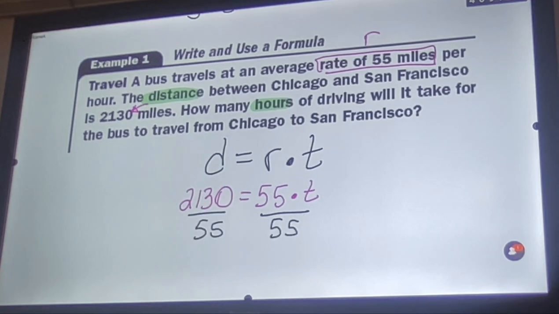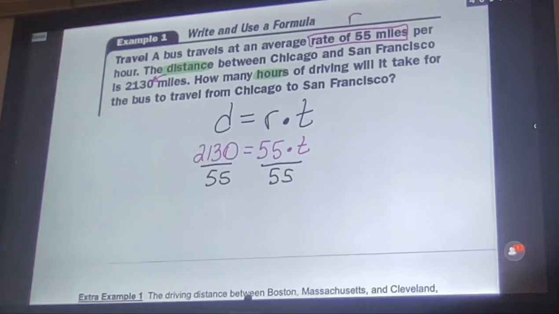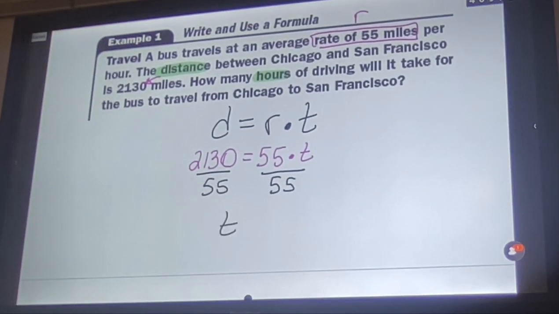So Chloe, what do you get for time? How long does it take? 38 hours, sorry. It's like 38.7. All right, we'll say 38.7. So about 38.7, and then she said hours. Anybody interested in taking a bus trip that's almost 39 hours long?